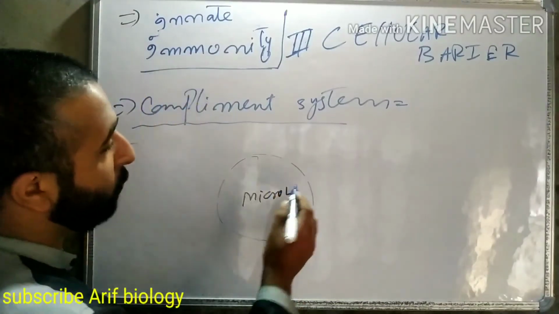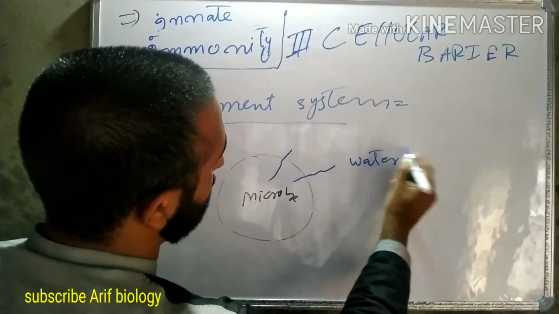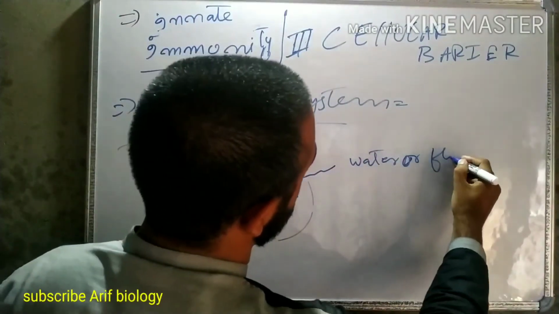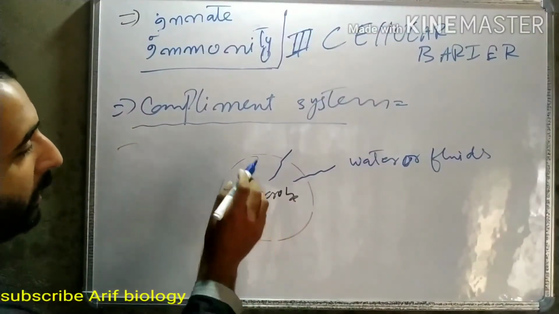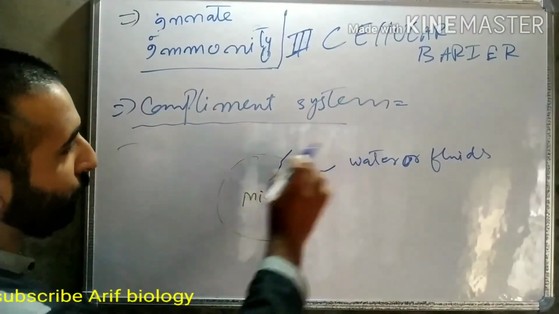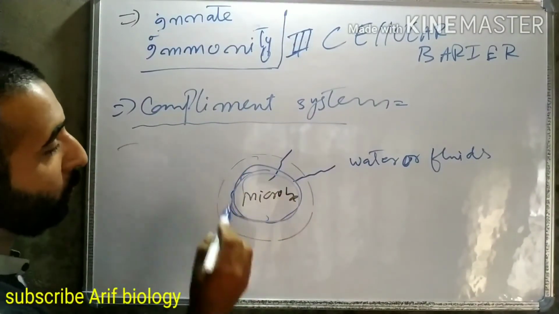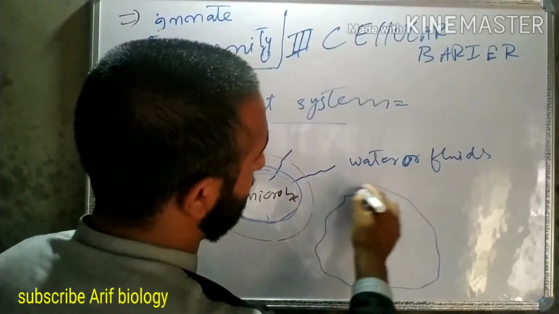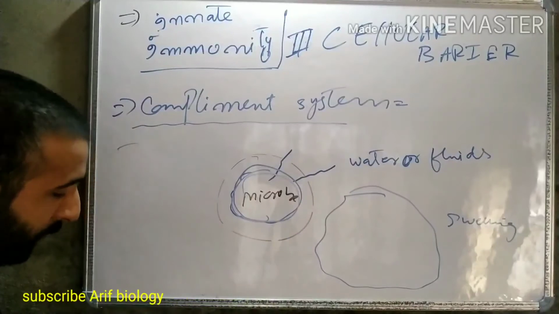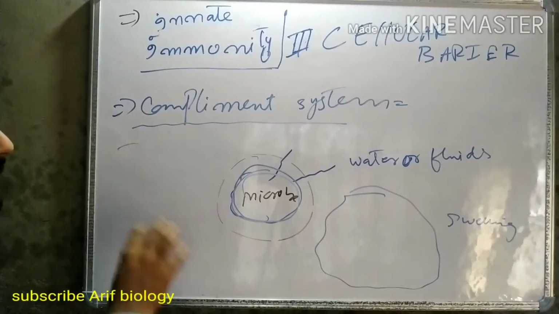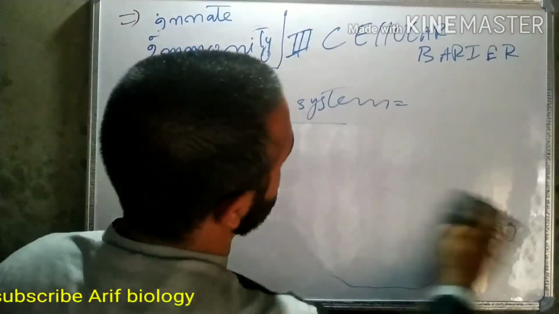Now what will happen? Water or fluids will enter the microbe. When these fluids or water enter into this microbe, after entering this fluid inside the microbe, it will swell. The microbe will swell. After swelling, it will burst out, and hence it is killed by these 20 kinds of proteins. This is the complementary system.